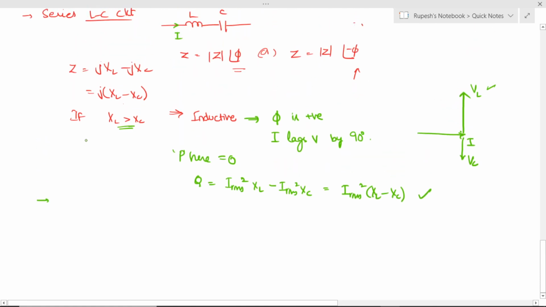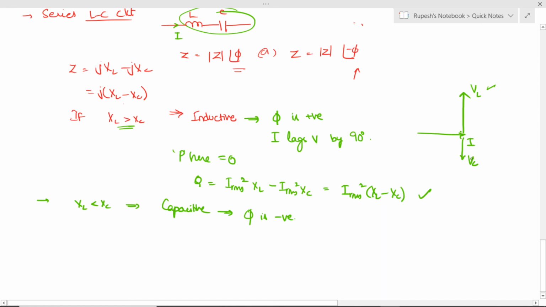The above case is when XL is greater than XC. If XL is less than XC, then what happens? It will be a capacitive circuit. In a capacitive circuit, the phi is negative.